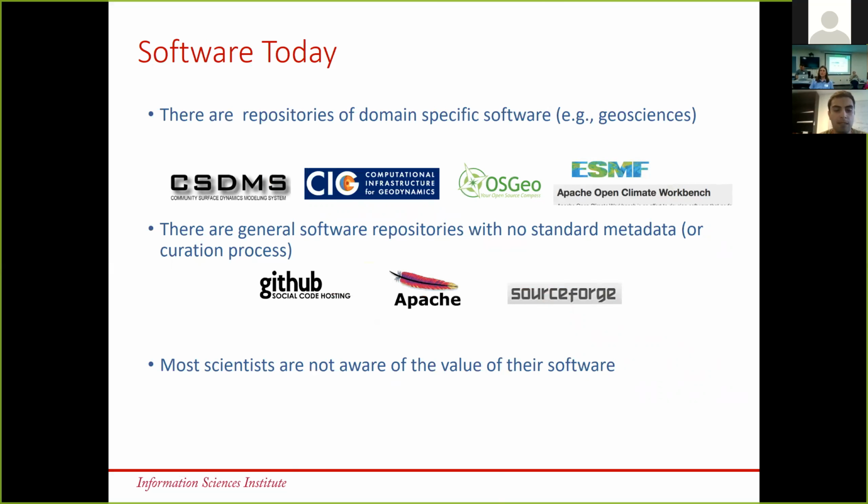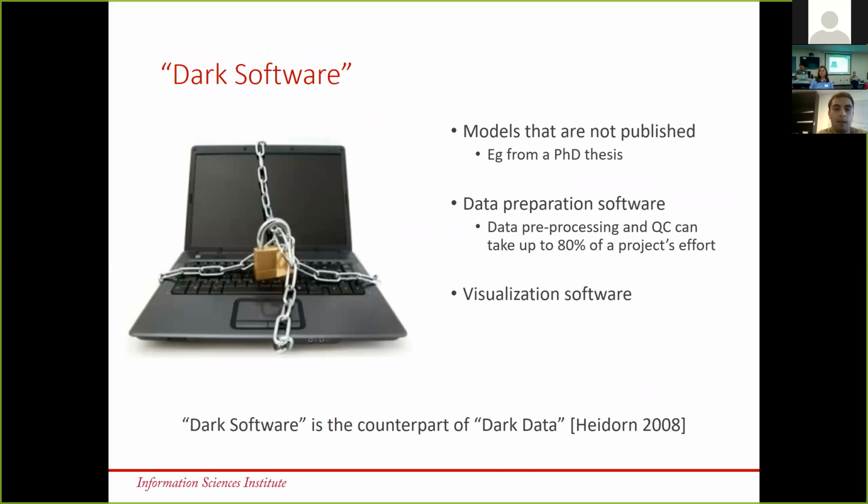But the problem is that most scientists are not aware of the value of their software. There are many excuses why scientists may not share their code. I will be giving you some of them later, but the problem is that this is also a matter of awareness, right? Because if you think that your model might not be important enough, then your paper may not be reproducible, right? Or data preparation takes up to 80% of a person's effort whenever you are setting up an experiment.